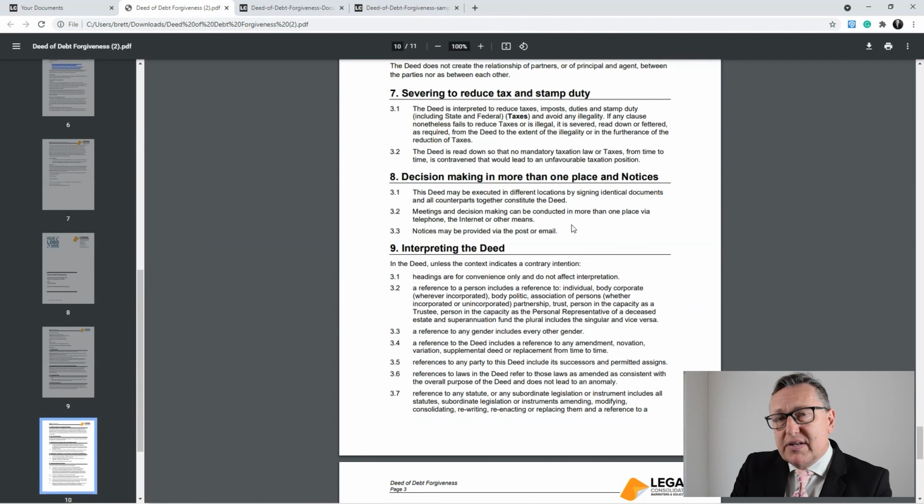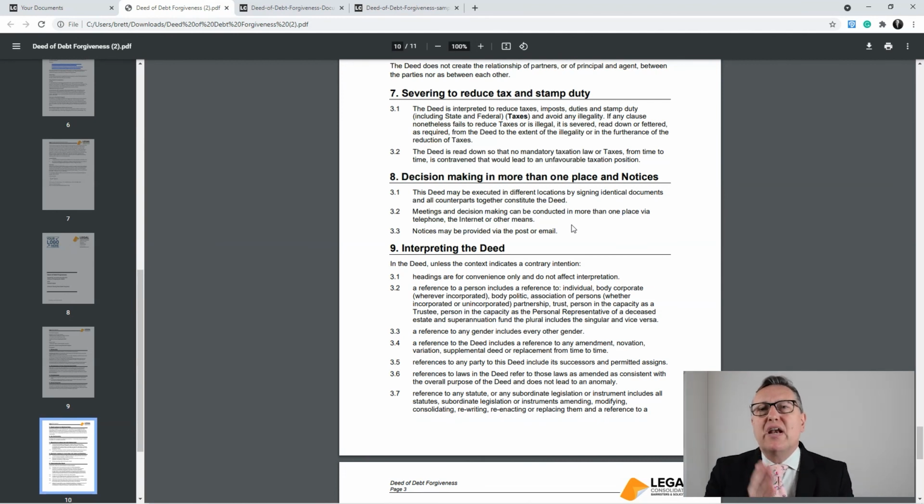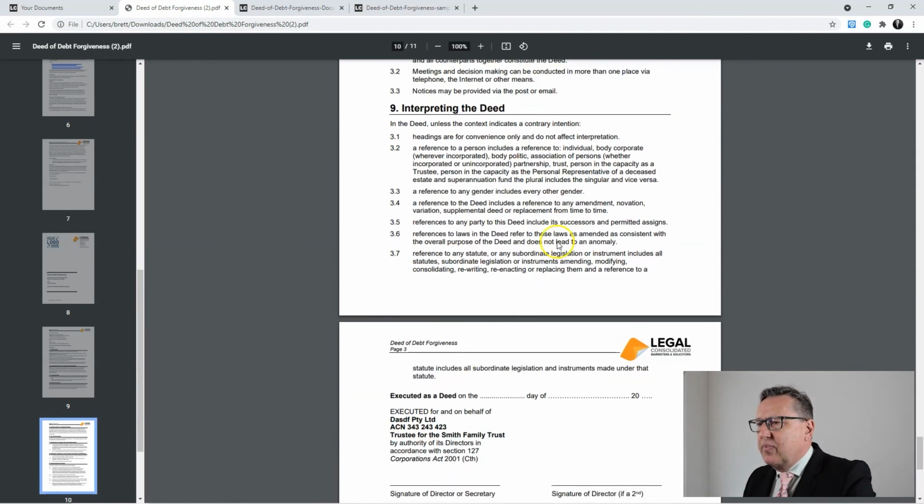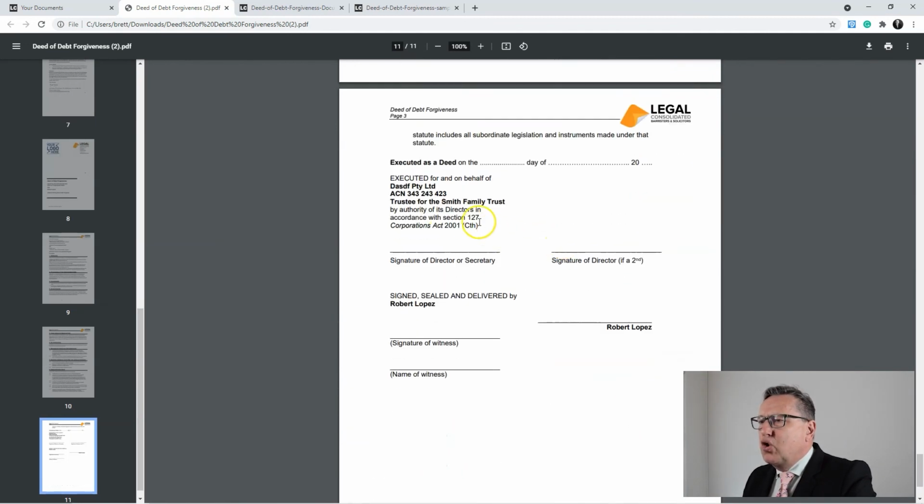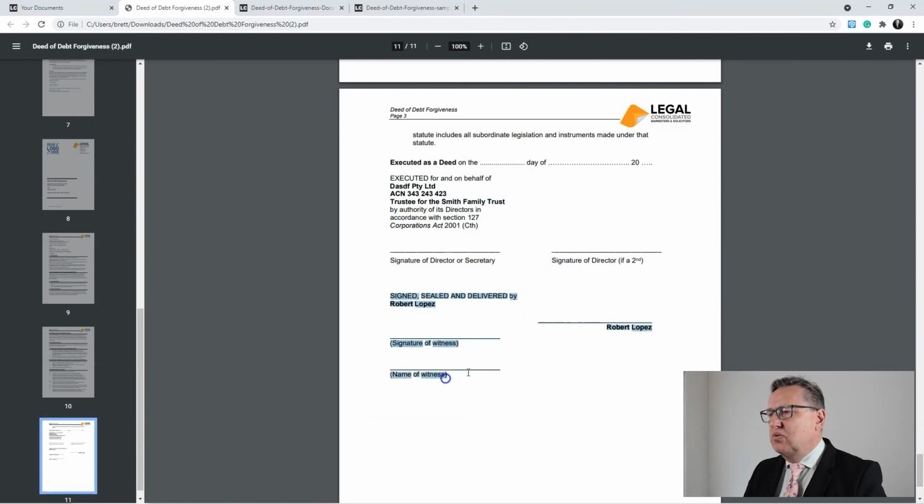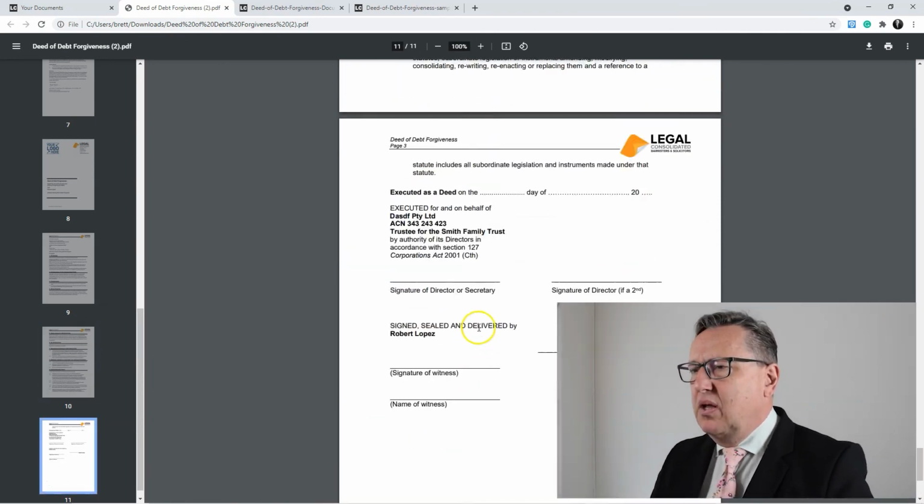You sign it in Sydney. You then scan it and email it to Melbourne. The Melbourne person signs it and scans it and sends it back to Sydney. That's it. That's called signing an agreement or deed in counterpart. There's the correct, under the Corporations Act, signing, common seal of a company, and there's the correct signing mechanisms for an individual under Australian law. That's it. You've now built yourself a deed of debt forgiveness.